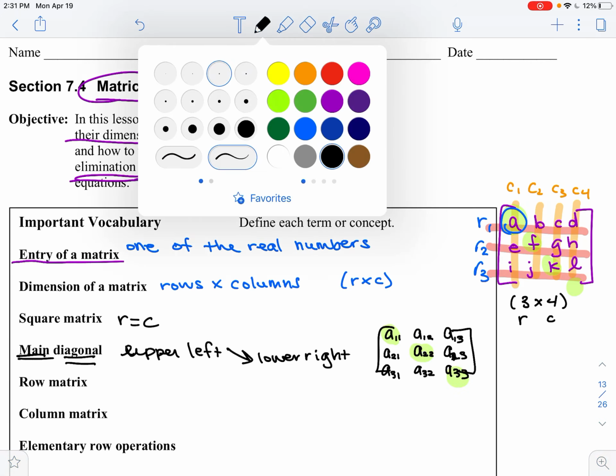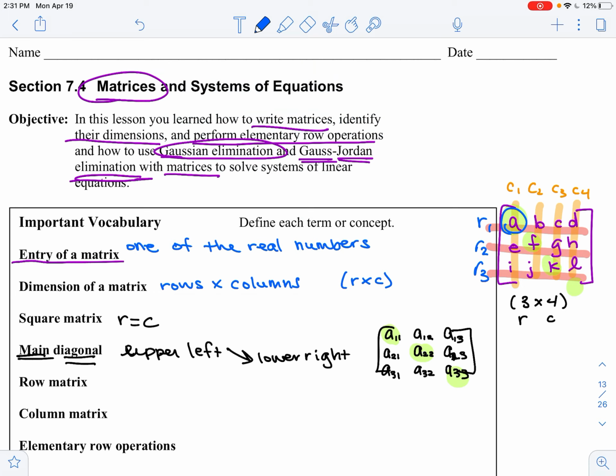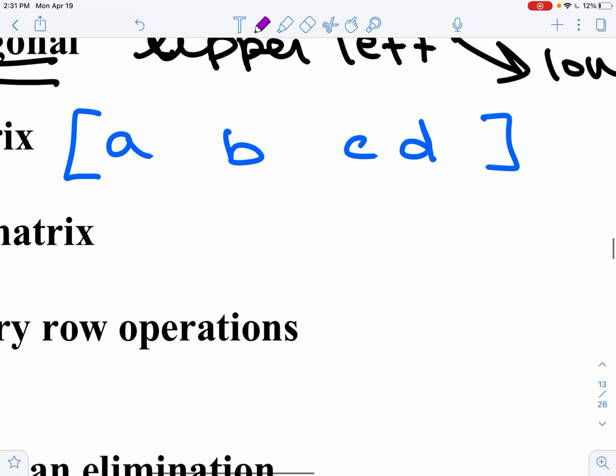A row matrix is a matrix with only one row, so it would look like this. And a column matrix is going to be a matrix with only one column in it, so it looks like this.